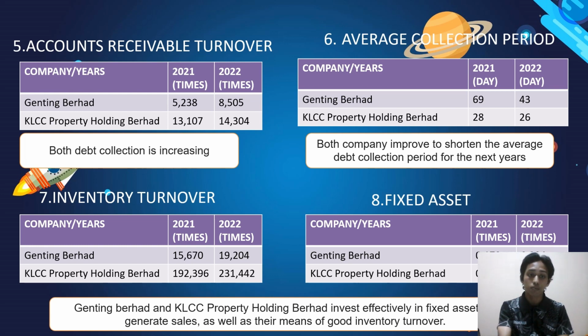For the inventory turnover, Genting Berhad increased, and KLCC Property Holding Berhad still increased. For the fixed asset turnover, Genting Berhad increased, and KLCC Property Holding Berhad increased. So for the inventory and fixed assets, it shows both companies invest effectively in fixed assets to generate sales, as well as a good inventory turnover.